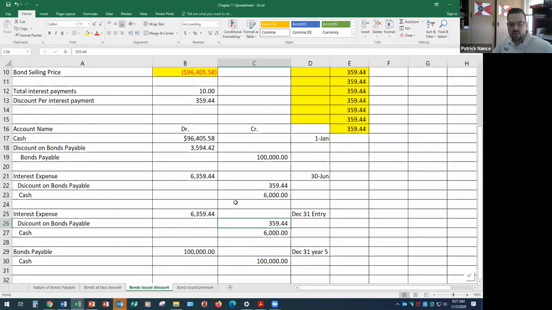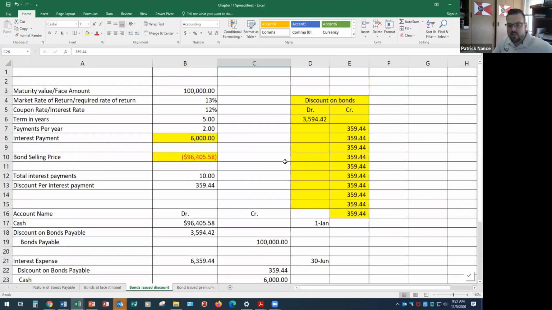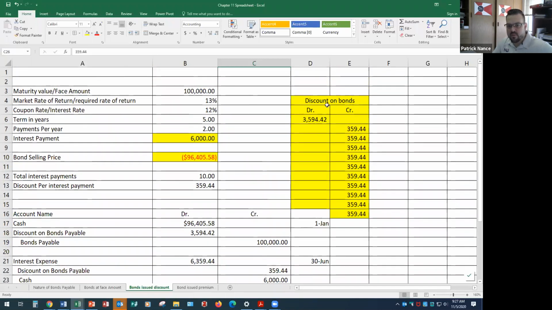So in the next video, we're going to look at doing the same thing with a bond premium. And if you think about what's going to happen with a bond premium, it's just going to be pretty much the opposite of this, because a bond premium means I got more than 100,000. So I'm going to do the same thing, same amortization. It's just going to be the reverse, but we'll look at that in the next video.